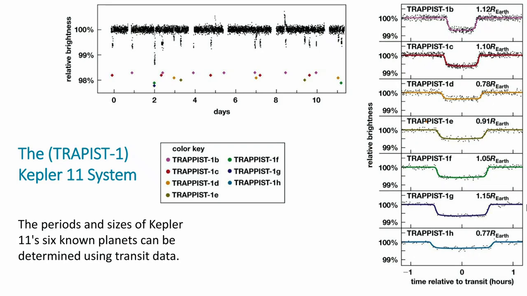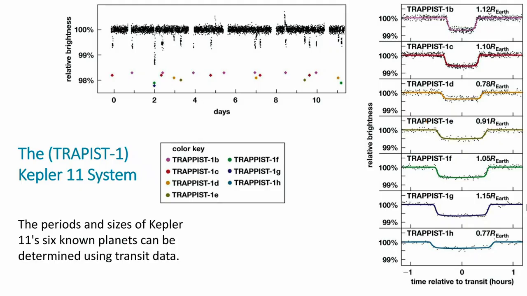So the top is the light curve. So when you take a series of images of an object in space and you plot its brightness as a function of time, we call that a light curve. So this is the light curve for the TRAPPIST-1 system. And all of these dips in the light curve are actually exoplanet transits. So this particular system, we've detected 7 exoplanets in this one system.